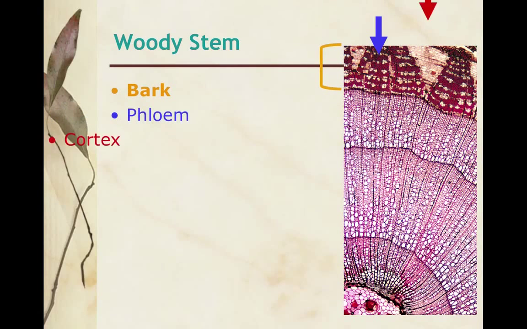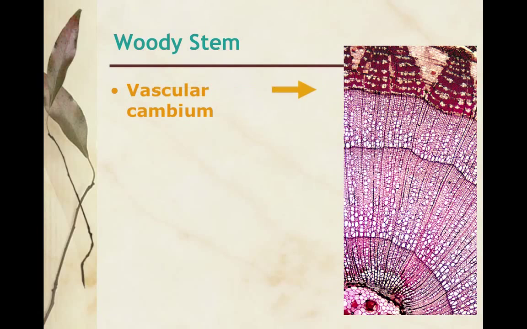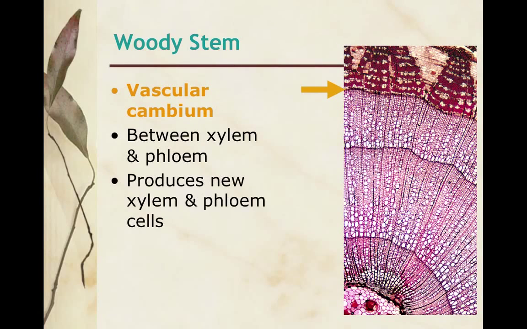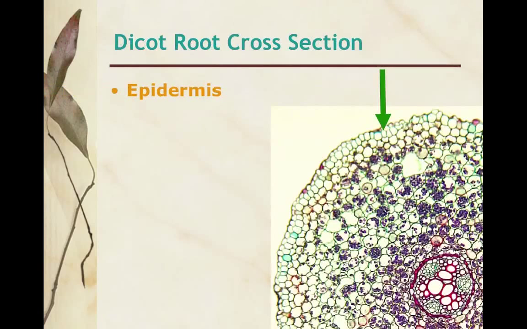And then you have your bark, where there's phloem, and then there's the cortex. That's kind of where the outside part is. And in between the xylem and phloem, just like in a herbaceous dicot stem, you have your vascular cambium between your xylem and phloem that's going to help produce new cells, the secondary growth.